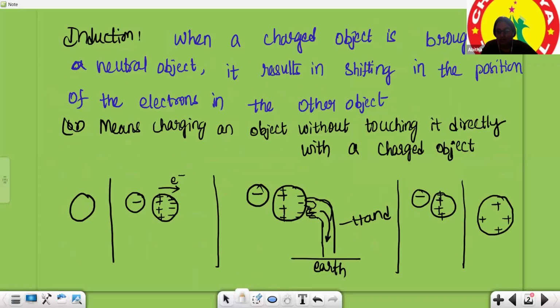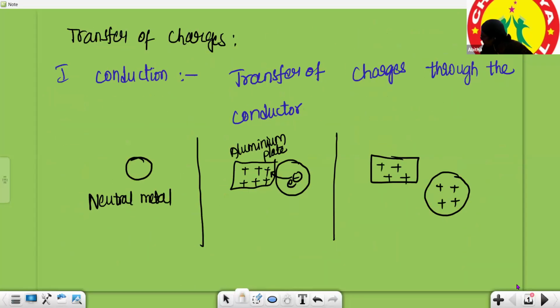Clear, students? Let's discuss what we covered in today's class. We have seen that charges transfer, right? One method we have seen is conduction, the other method is induction. Conduction is a method where you have physical contact between two objects. Here, you take a neutral metal and an aluminum plate which is positively charged. As it has fewer electrons, the electrons from the neutral metal get transferred so that both objects become charged.